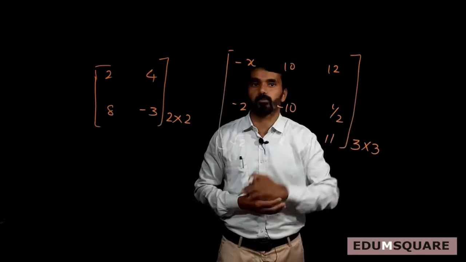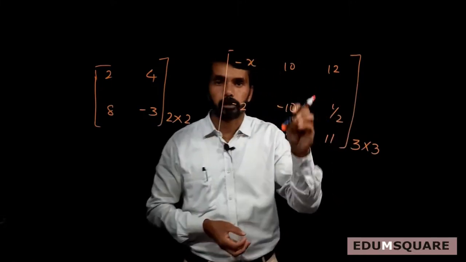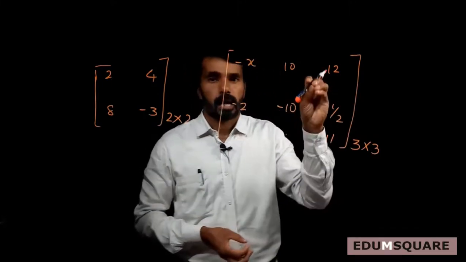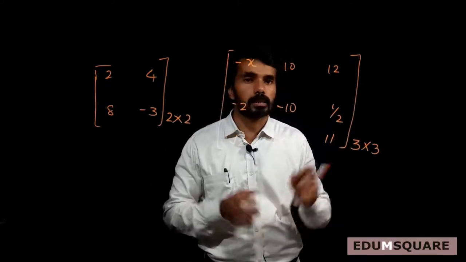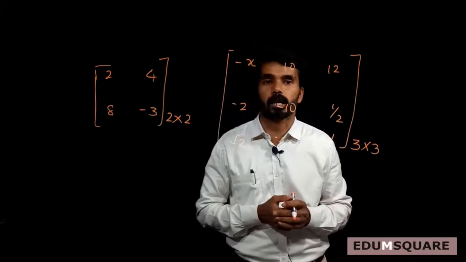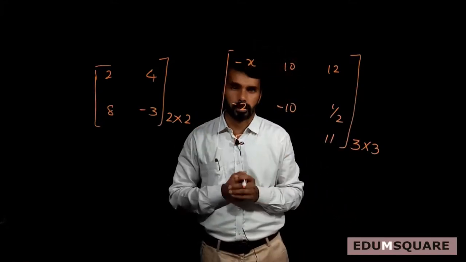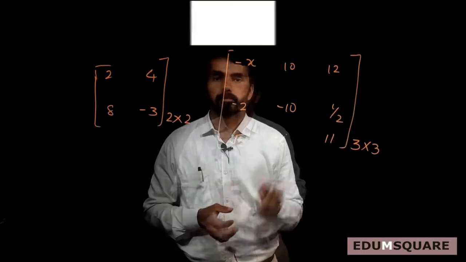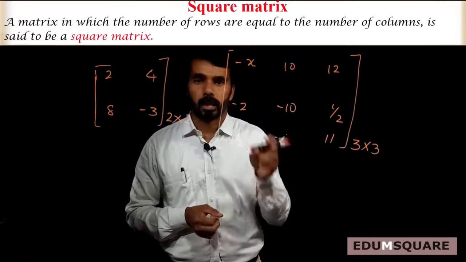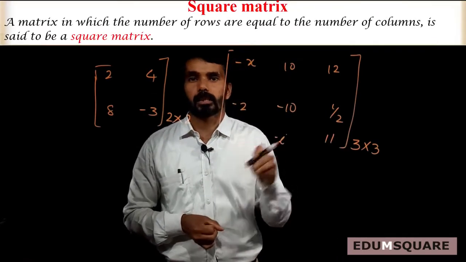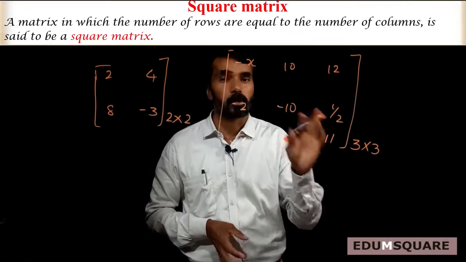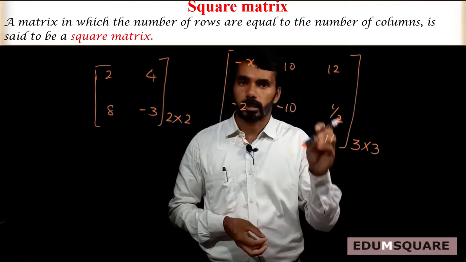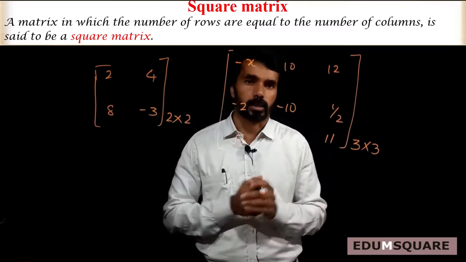So if a matrix has an equal number of columns and rows, then such types of matrices are known as a square matrix. That is, a matrix in which the number of rows is equal to the number of columns is called a square matrix.